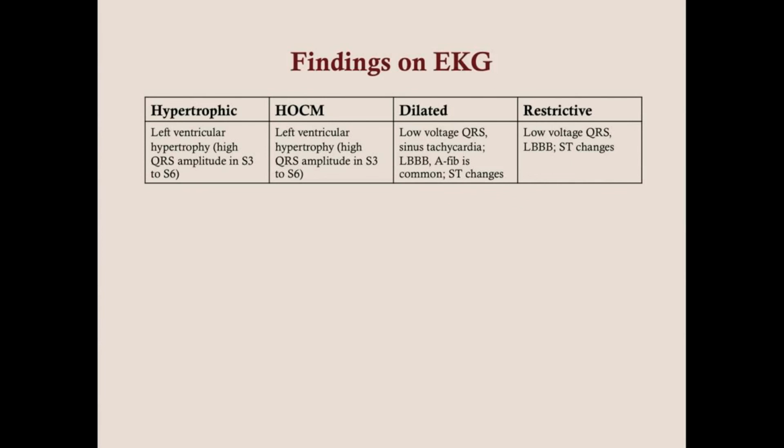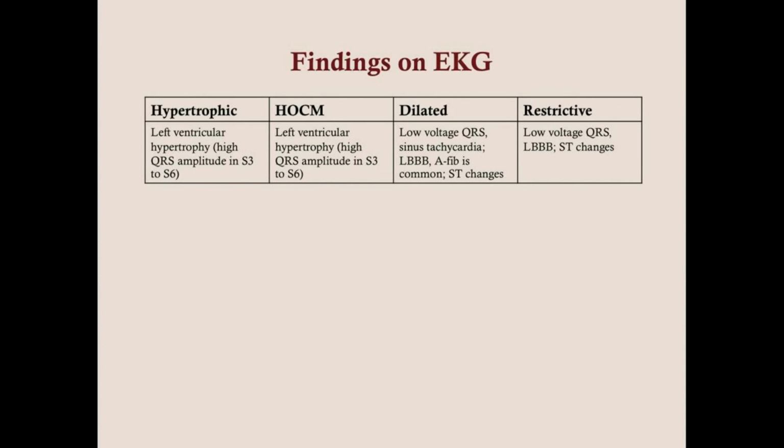The findings on EKG, in hypertrophic cardiomyopathy, you'll see left ventricular hypertrophy, so high QRS amplitudes in S3 through S6, which are your left-sided precordial leads. With HOCM, it's going to be the same thing as hypertrophic cardiomyopathy. Remember, the only difference between hypertrophic and HOCM is going to be that blockage.